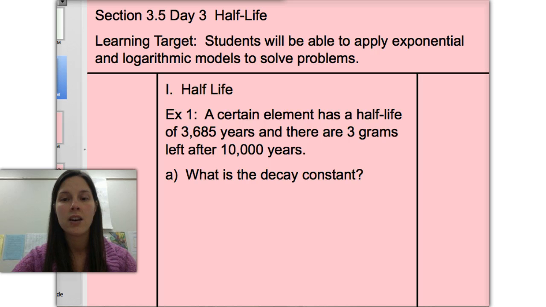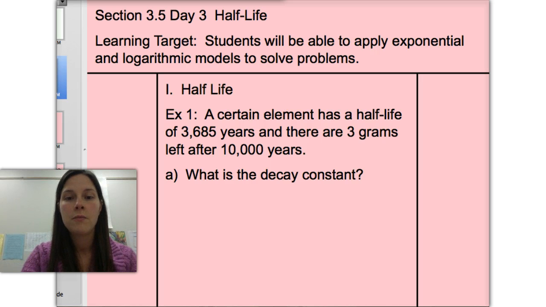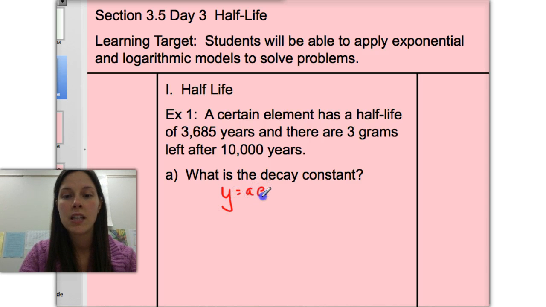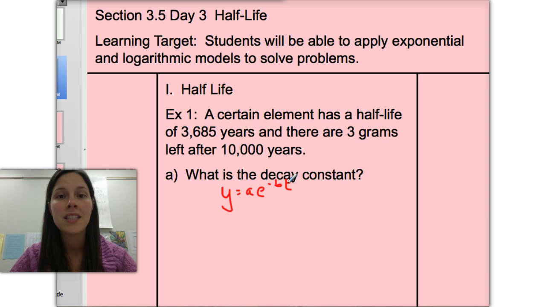So let's jot down our formula. y equals a times e to the negative b t power. Again, b is that decay constant. That's what we're solving for. So we should be able to substitute in for everything else, remembering that e is a number, so we don't need to substitute for that. A is the initial amount. We're actually not given the initial amount, but we do know the half-life.